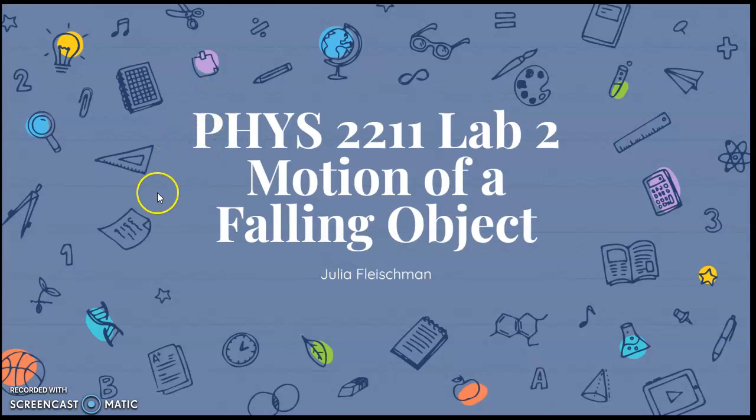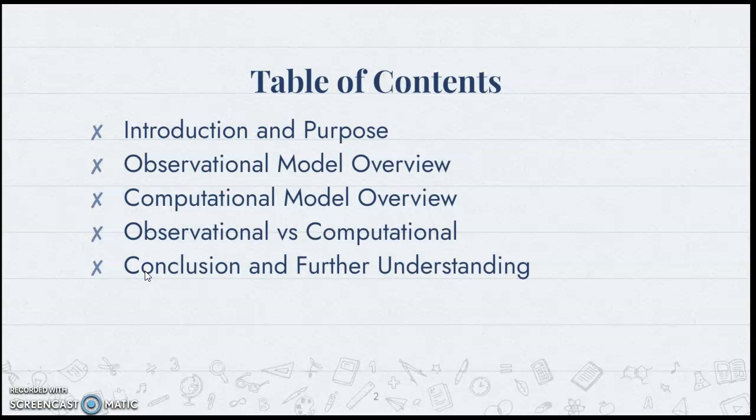Hi, my name is Julia Fleischman, and today I will be discussing the motion of a falling object for my Lab 2 report for Physics 1. In today's report, I'll introduce the procedure and purpose, then discuss my experimental findings and then my computational findings. After that, I'll compare the two models to then conclude my observations and answer any remaining questions.